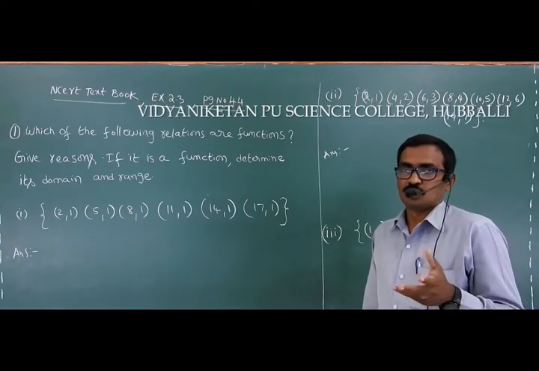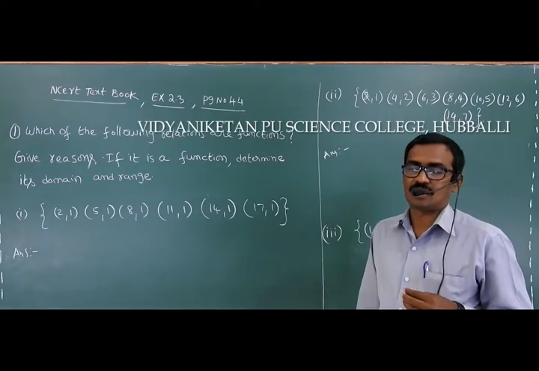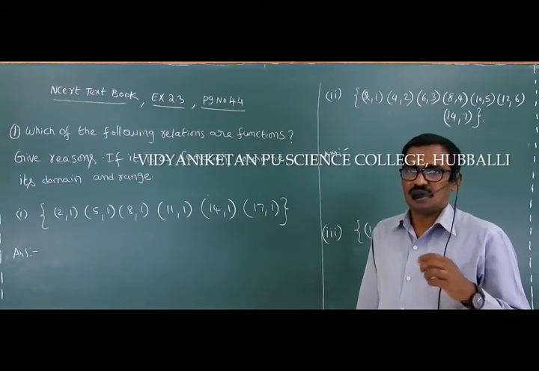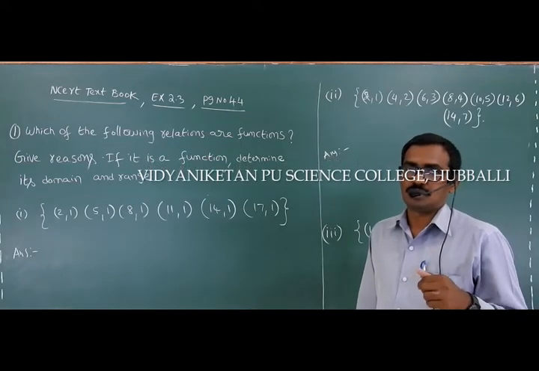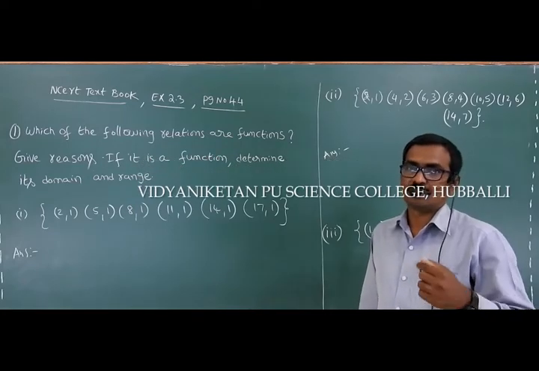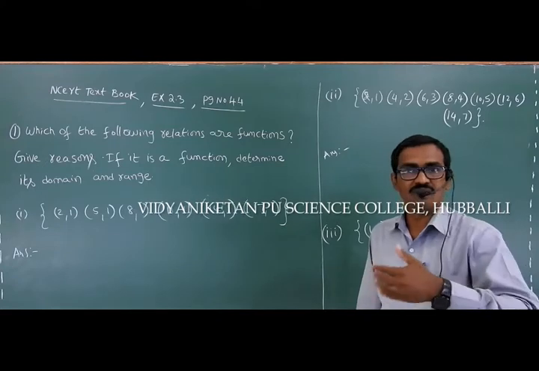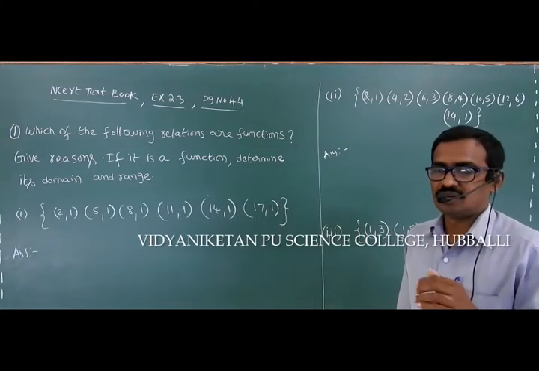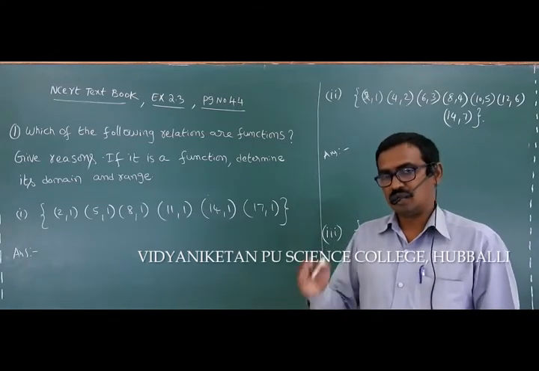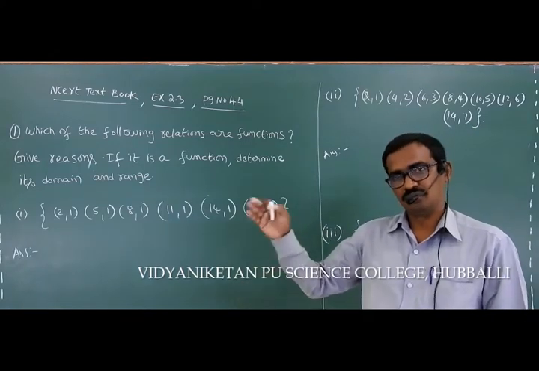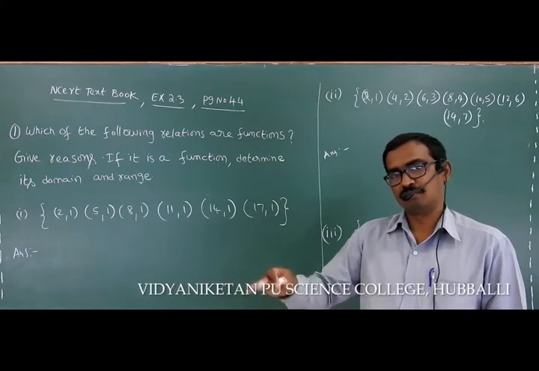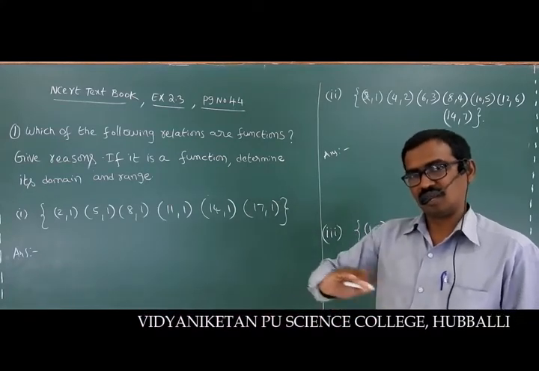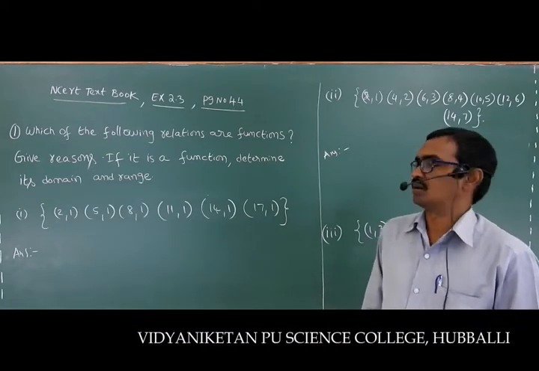Scalar means, for example, 2 is a scalar. And one function is f of x equal to x square plus 2. If you multiply by 2, then you will get 2 into x square plus 2 into 2, 4. Directly we can multiply the scalar number 2 into the function. That is scalar multiplication. Take any scalar and multiply with the real function, it will multiply all the terms of the real function. Is it clear? That is scalar multiplication of a real function.